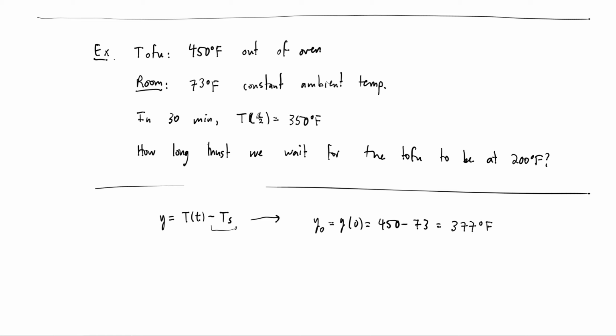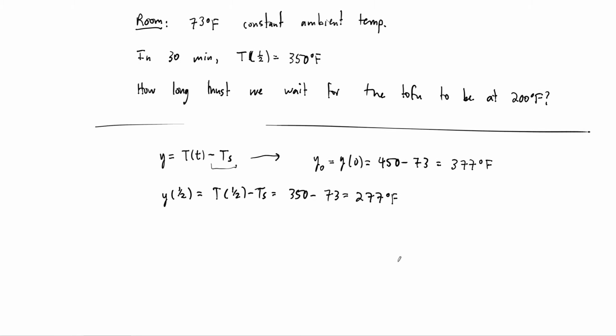And we have to do the same thing with this. So y of 1/2, half an hour, is going to be T of half an hour minus our ambient temperature, minus T sub S, which in this case is 350 minus 73 degrees. And so this should be 277. All right, and so let's plug in and find out.